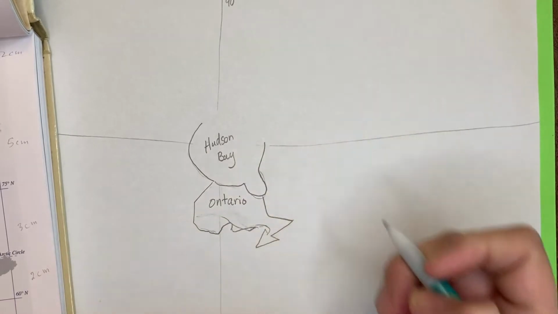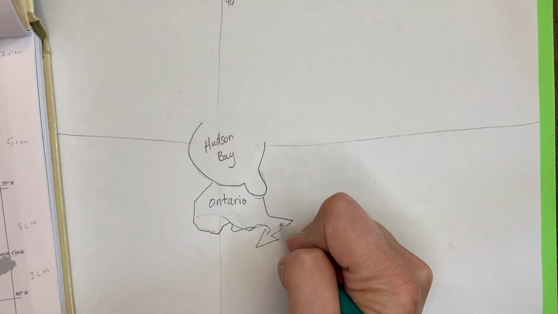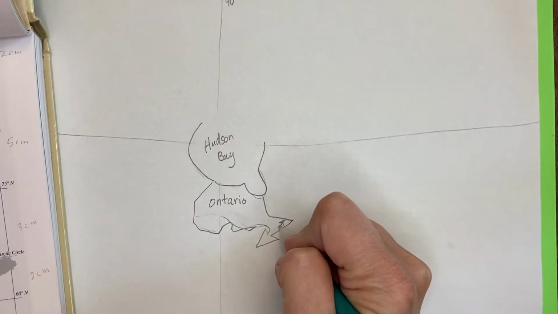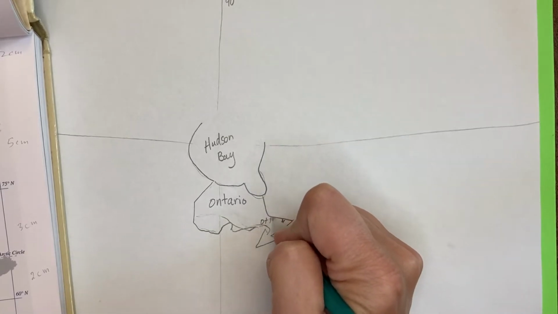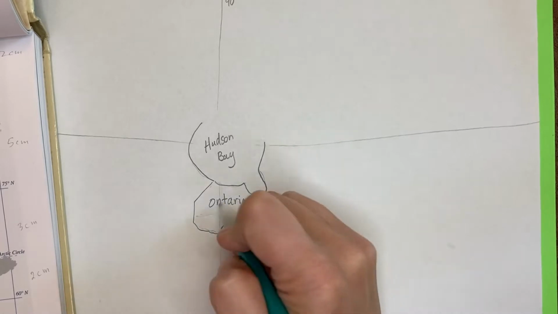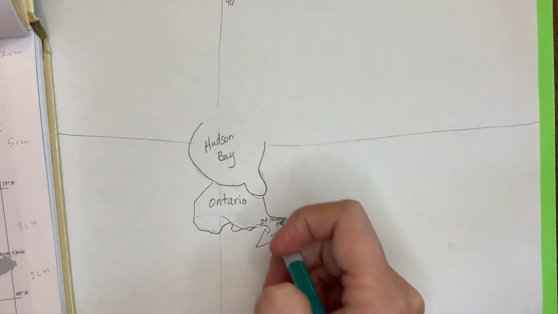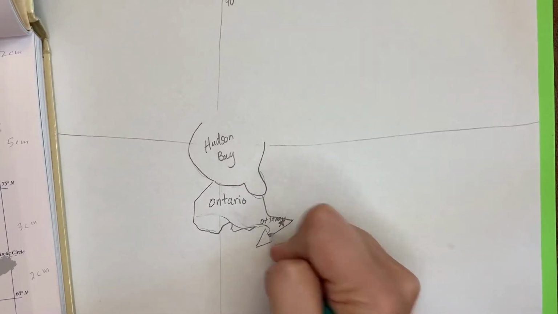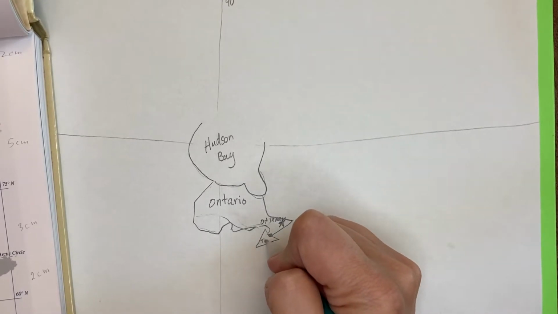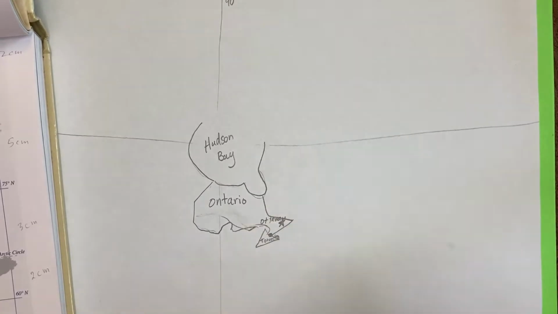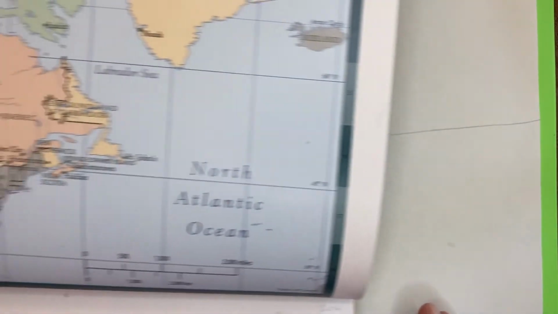Okay, and the capital of Canada is Ottawa. This is right here, Ottawa. And the capital of Ontario is Toronto, which is kind of right here on the point of the arrow. Okay, Toronto. Okay, now let's do Quebec.